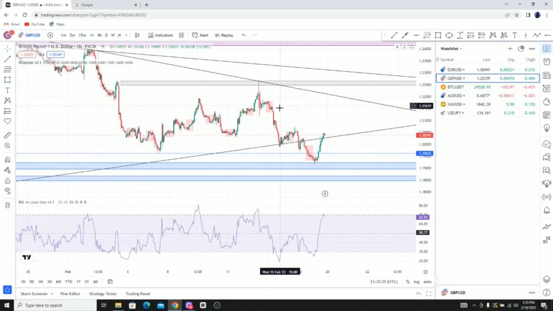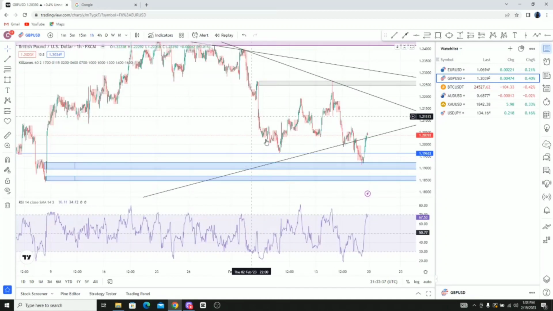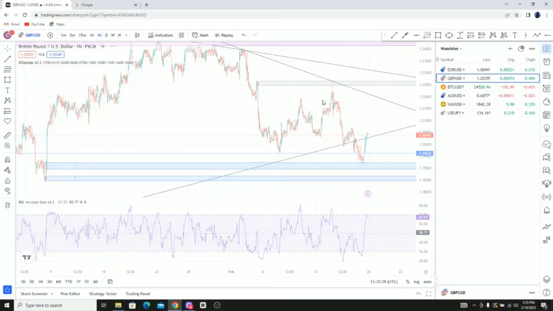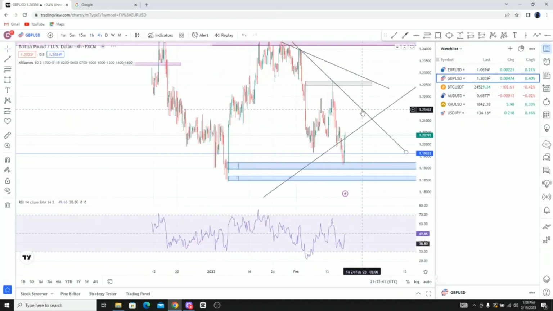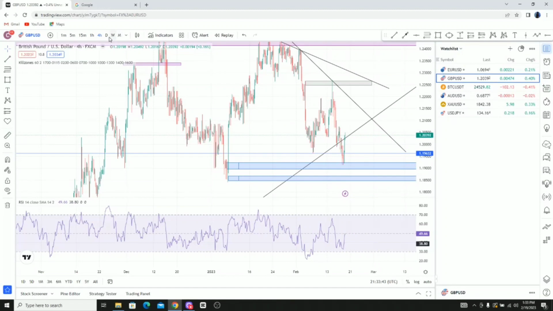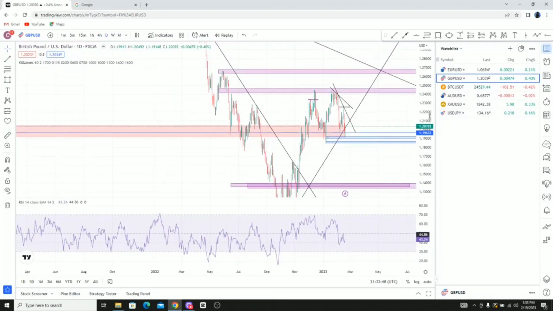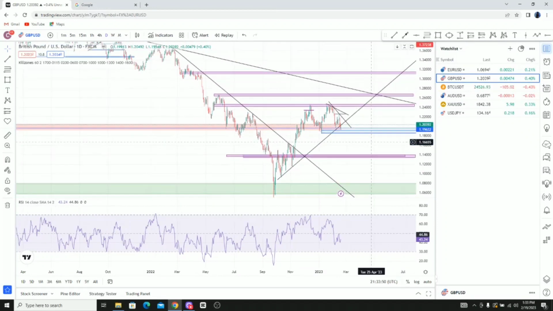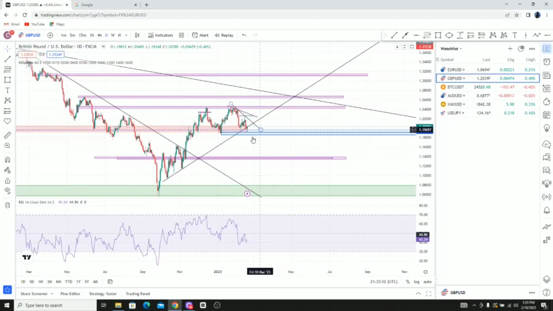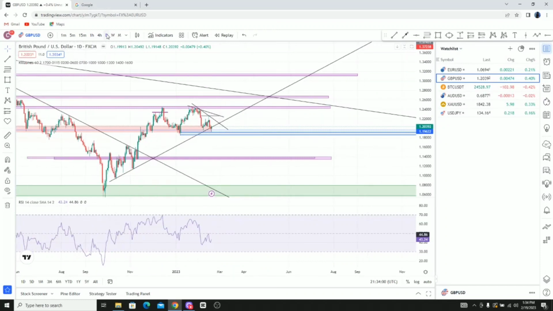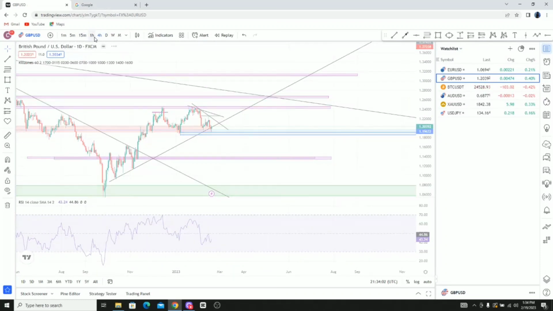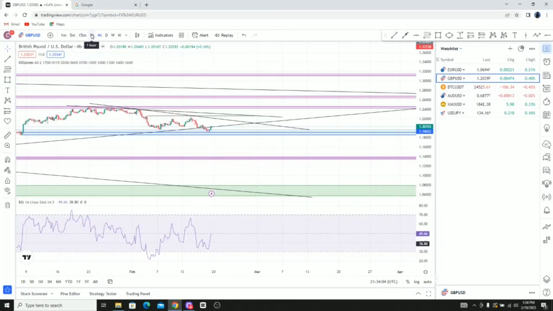Then it came back to test this trend line that was coming from, let me see where this trend line is coming from. Let's go to the daily and see. So as you can see, it came back to test this trend line coming from the daily. This trend line coming from this daily was why price came to test it. And now let's go back to the 4 hours.